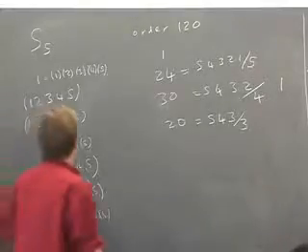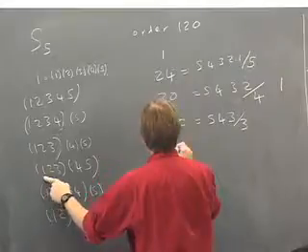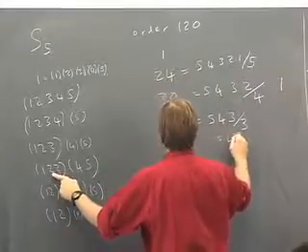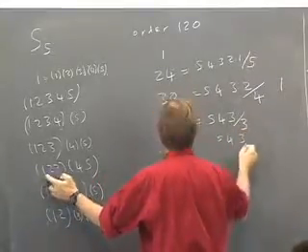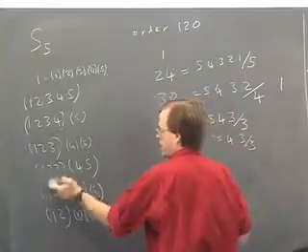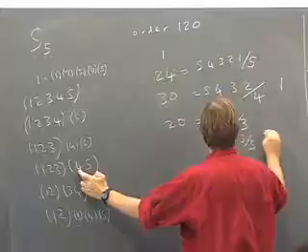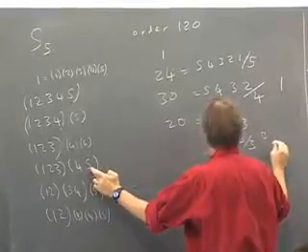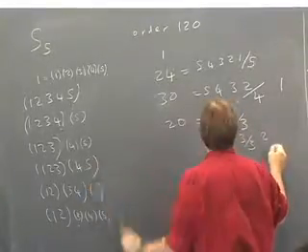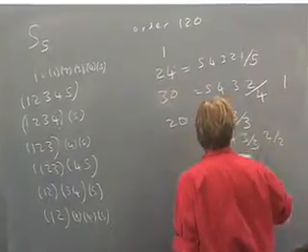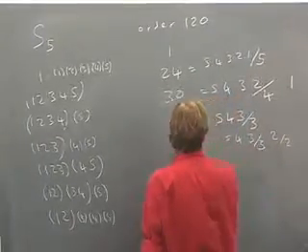This one, you can choose this in 5 ways, this in 4 ways, this in 3 ways. Divide by 3 because it's a 3-cycle and the order doesn't matter. The remaining elements, this can be chosen in 2 ways, and then this is fixed. It doesn't matter what order I wrote them in, so I divide by 2.